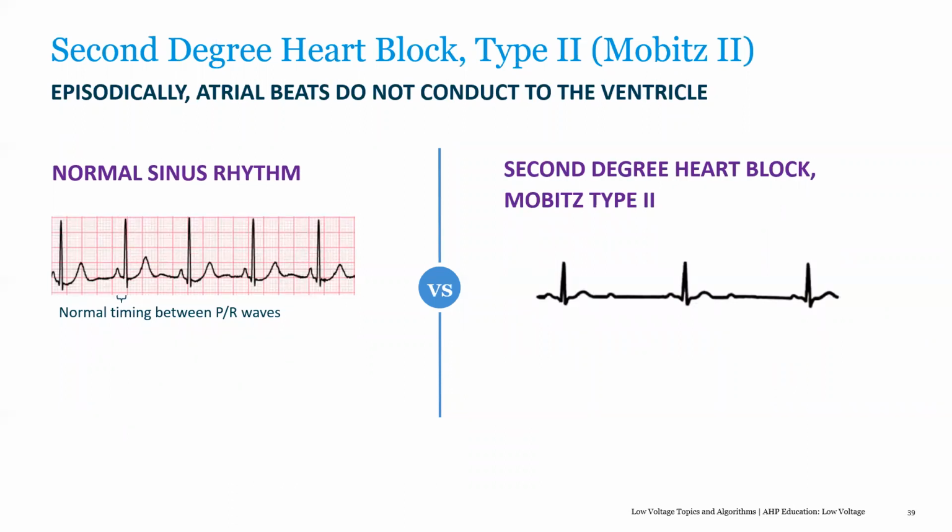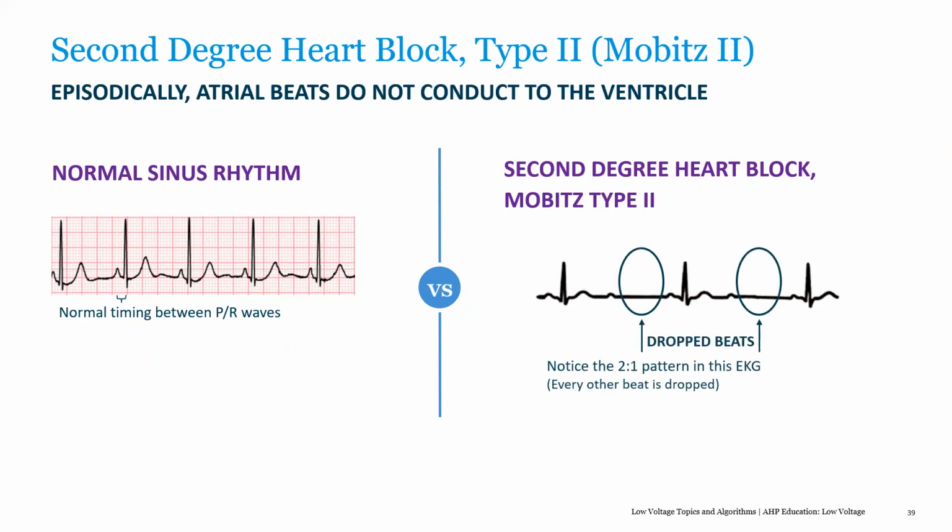Here's second degree heart block, type 2, or Mobitz type 2. And as you can see, there's a P wave and drop beats. So every other beat is being captured.